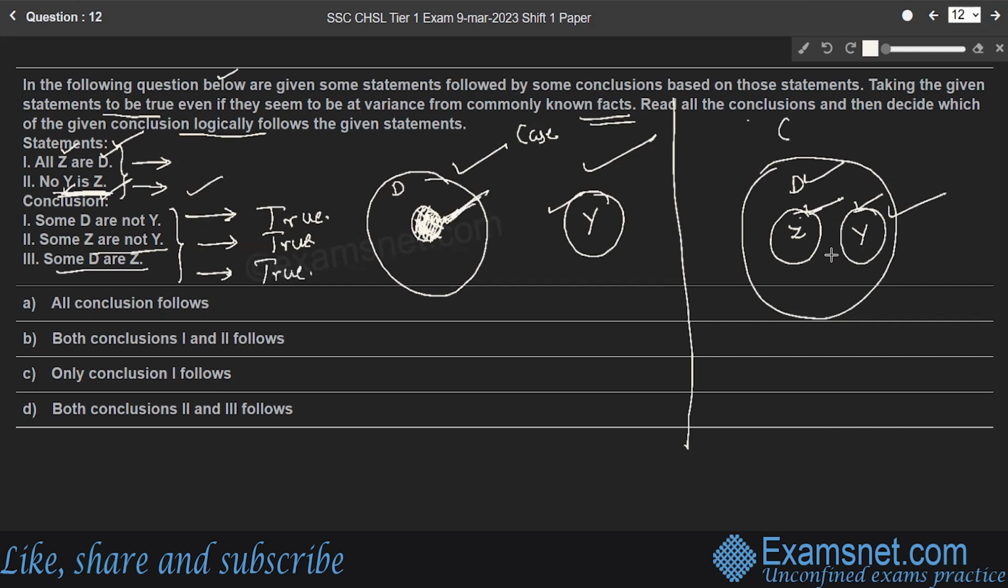So consider the second case. Again, consider the first conclusion. Some D are not Y. So this portion of D, which I am showing now, the portion of Z, are not Y, which is true. And the second one, some Z are not Y, a true conclusion because of the second statement. And the third conclusion, some D are Z, yes, because of the first statement, some D are Z, a true conclusion. Therefore, all the conclusions are true, right? Therefore, option A, all conclusions follow. Option A is the right answer.